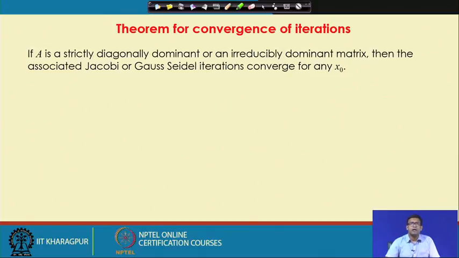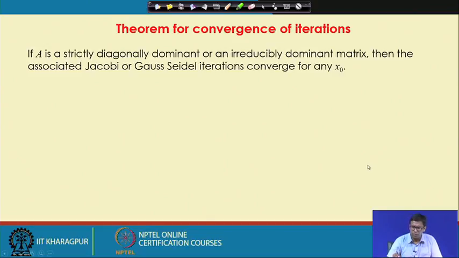If A is a strictly diagonally dominant or irreducibly diagonally dominant matrix, then the associated Jacobi or Gauss Seidel iterations converge for any x 0. This is the theorem for convergence of the iteration. The Jacobi or Gauss Seidel iterations converge when G has a matrix norm less than 1. What is G? G comes from splitting of A, and this condition on A means that if A is strictly or irreducibly diagonally dominant, then the associated Jacobi or Gauss Seidel iterations will converge. That means G will have a matrix norm less than 1.